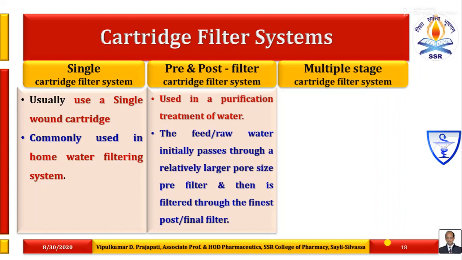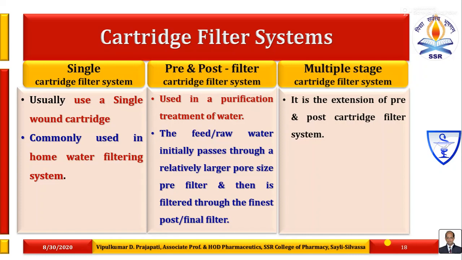The next one is known as multiple stage cartridge filter systems, which is the extension of pre and post cartridge filter systems. With pre and post filters, finer filters are arranged in a series, meaning a number of pre and post filters are arranged in a sequence to improve the efficiency of the rate of filtration, and hence a large volume of slurry can be handled in a single unit operation using a multiple stage cartridge filter system.